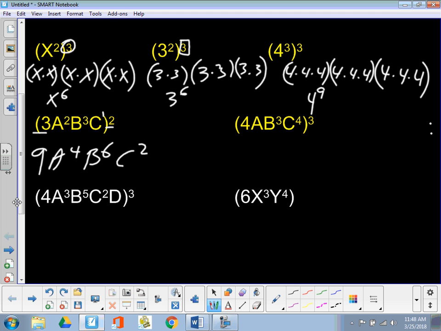In the next one, 4 raised to the 3rd power: 4 times 4 is 16, times 4 is 64. a: 1 times 3 is a to the 3rd. b: 3 times 3 is b to the 9th. And c: 4 times 3 is c to the 12th.